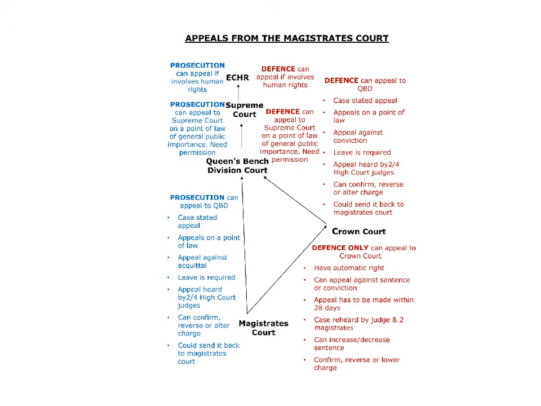Right, so this is your criminal appeals question, and this part is looking at how you can appeal from the Magistrates Court. Now, as you can see in front of you, you are able to draw this in the exam, right? So that's always a positive, the fact that you can draw it out as a diagram, as long as you correctly label it, okay?